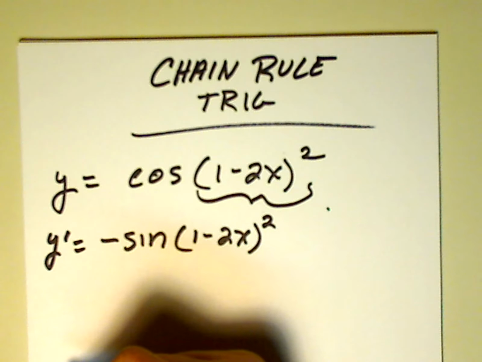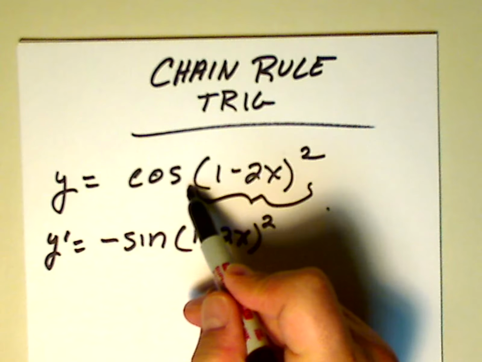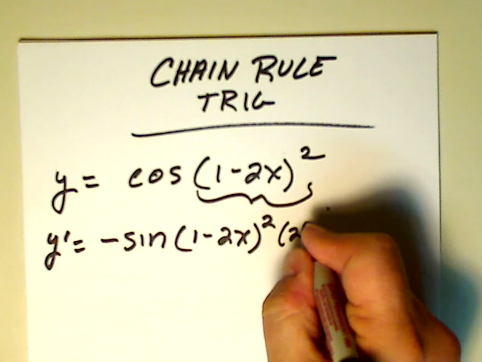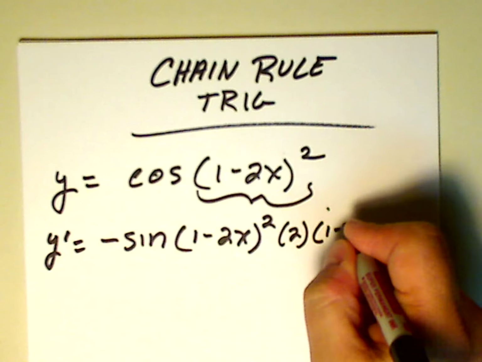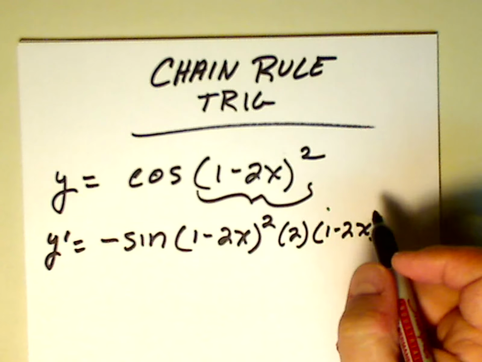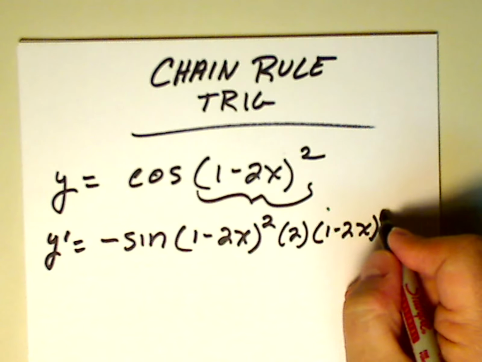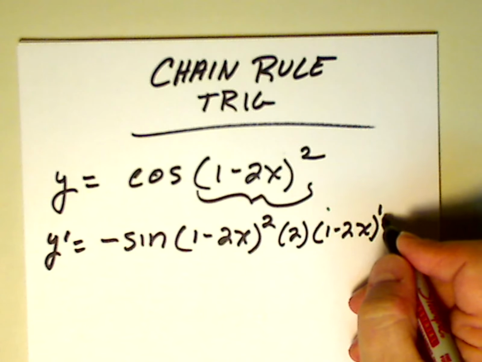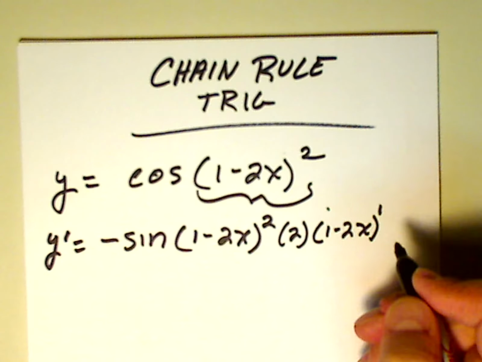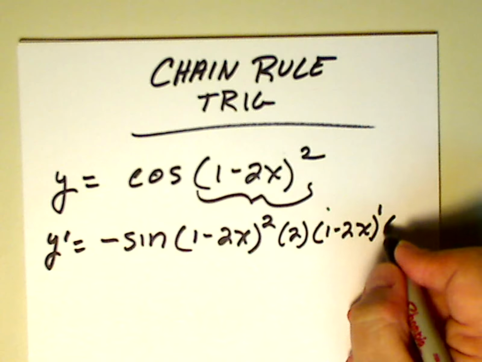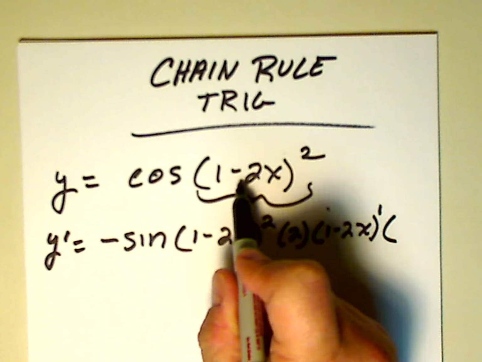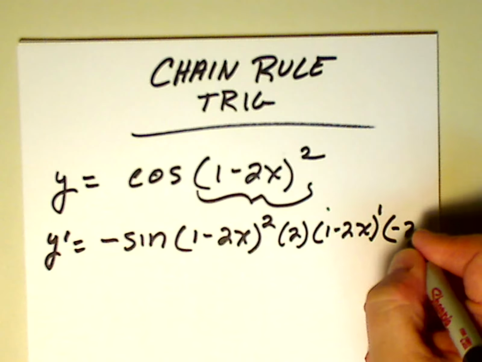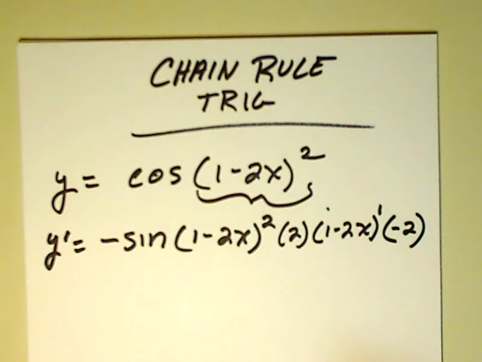So that's a chain rule. We're going to take the 2, bring it out front, and multiply by 2 times this, which is 1 minus 2x to the 2 minus 1, which is 1. We wouldn't ordinarily put that in here. I'm just putting it in here for clarity. Times the derivative of the inside portion, which is the derivative of 1 minus 2x, which is just minus 2.